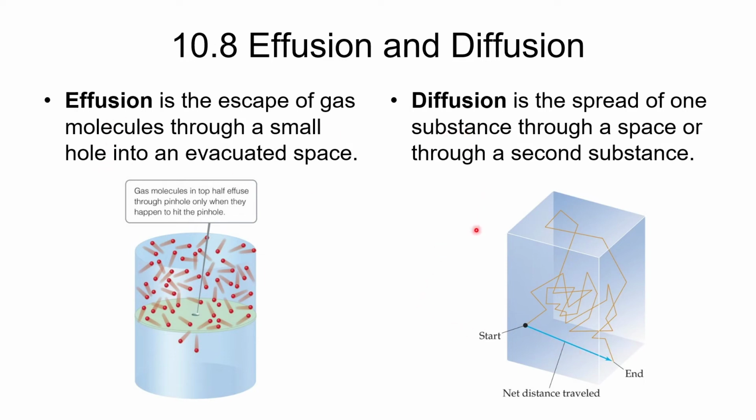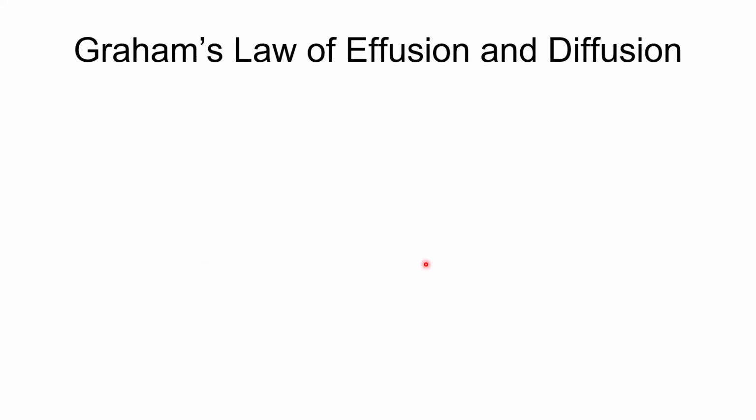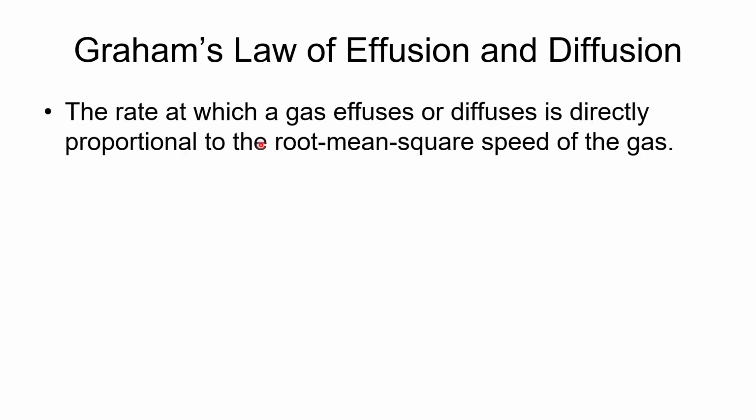So effusion and diffusion. Well, we have something called Graham's law of effusion and diffusion, and Graham's law tells us that the rate at which a gas effuses or diffuses is directly proportional to the root mean square speed of the gas.